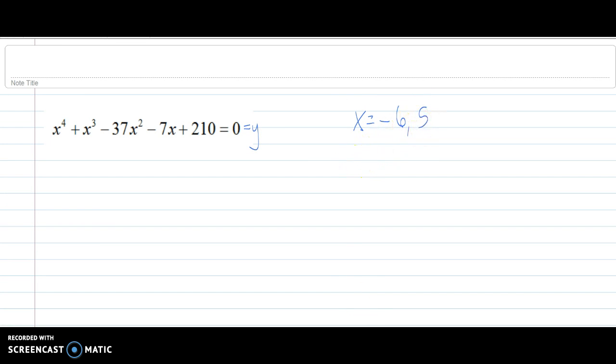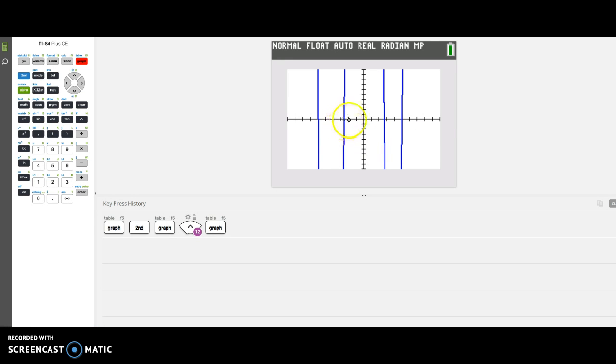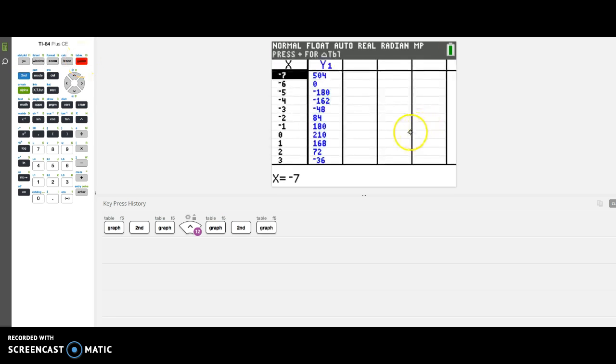Now there's two more solutions that I see by looking at the graphing calculator. One right here, negative 2 point something, and one over here, positive 2 point something. I can't quite tell what they are. If I go back to the table, I can see that between an x value of 2 and an x value of 3, the y values switch from positive to negative. And between negative 2 and negative 3, the y values also go between a positive and a negative. So I know that there's something in there.